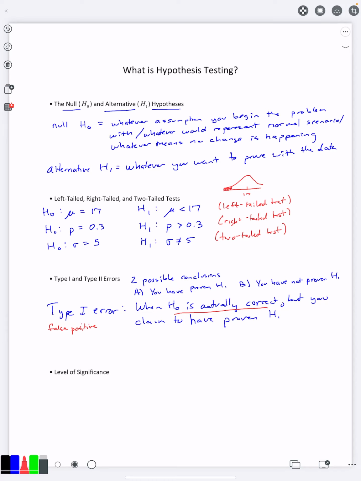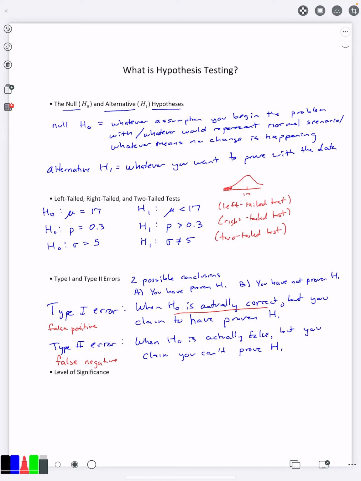This is saying that you have COVID, but you actually don't have COVID. That's a type 1 error here. On the other hand, the type 2 is going to be the exact reverse of that. And this is going to be when H0 is actually false, but you claim you can't prove H1. And so this would be the false negative. This would be your test came back and said you were normal, you didn't get anything different, but in fact you are sick, you are not normal in that case.